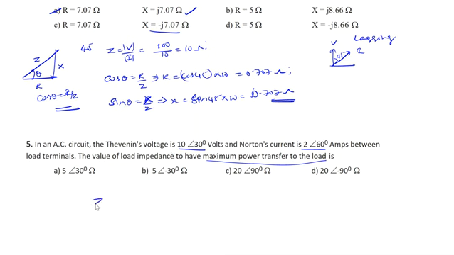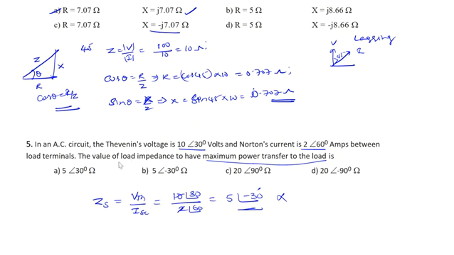Okay, so first of all, source impedance ZS is equal to VTH divided by ISC. So based on this, 10 at an angle 30 divided by 2 at an angle 60. So 10 by 2 is 5, at an angle minus 30 degrees. Okay, if you are getting the answer 5 at an angle minus 30, it's a wrong answer.